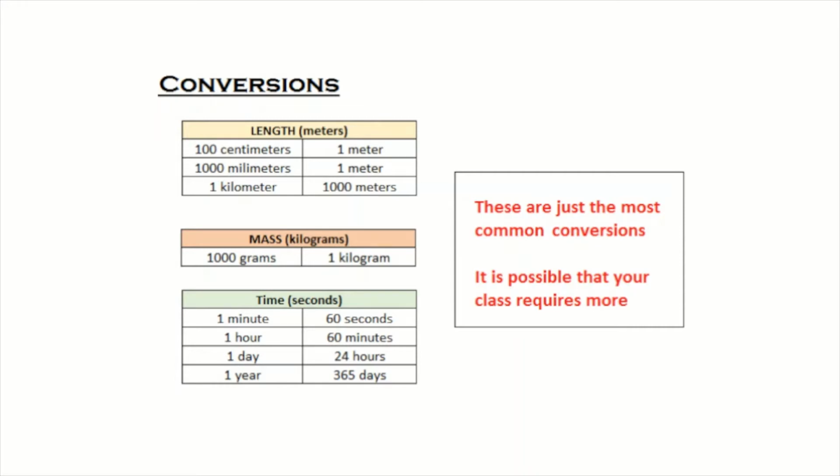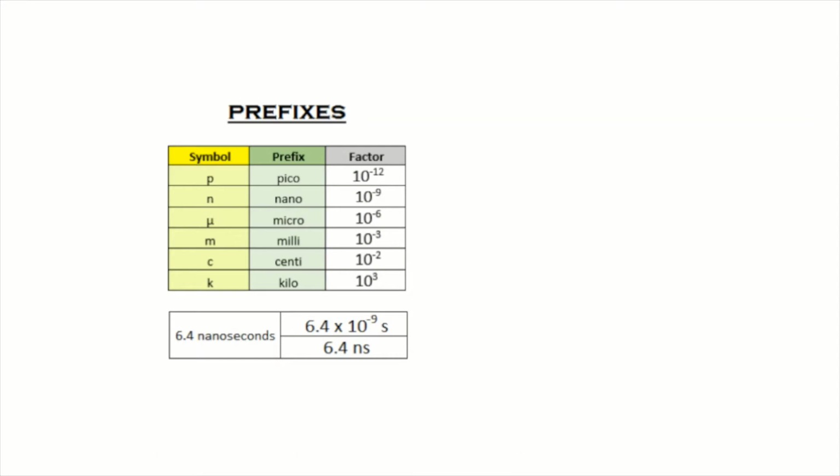Now these are just the three most common conversions out there. You certainly could run into more. I'm just saying you better know these three. Prefixes, they're in the green boxes in the middle. Their symbols are to the left. Their conversion factors to the right.